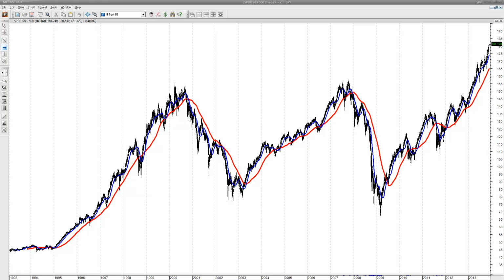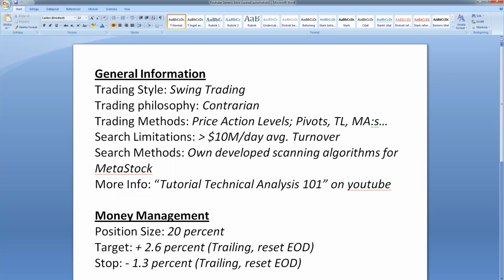Today I'm preparing the US markets before the opening on the 29th of November 2013. Let me give you just a brief about how I trade. I'm a swing trader. I use a contrarian style. I bring my methods from price action levels like pivots, troughs, peaks, trend lines, Fibonaccis, moving averages. My search limitation is that I'm only looking at stocks that have more than $10 million in average daily turnover.